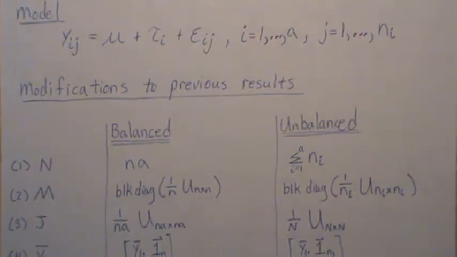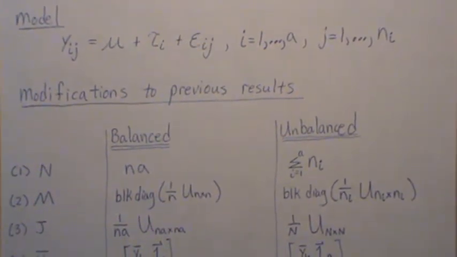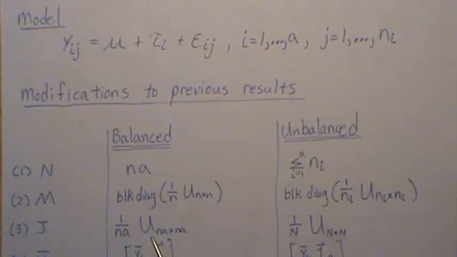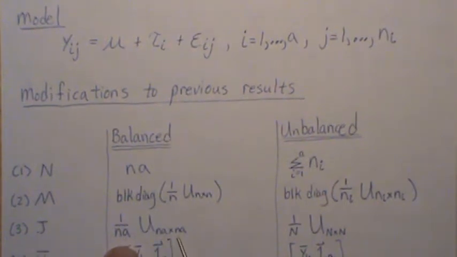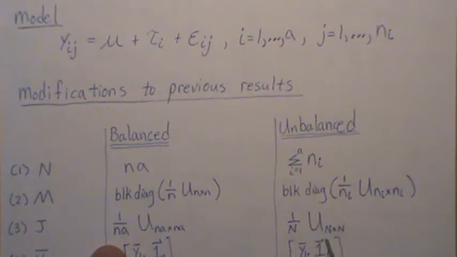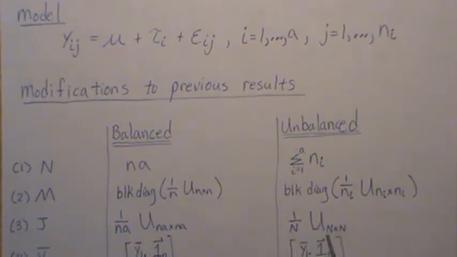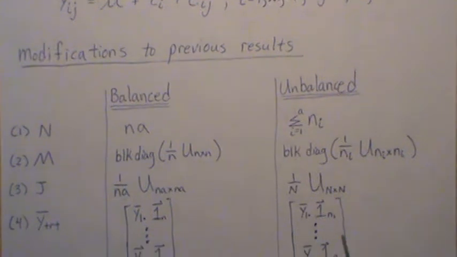J, which is the perpendicular projection matrix onto the column space of the 1 vector, is in the balanced case this. So it's an NA by NA matrix of 1s divided by NA. Here, the dimension is capital N by capital N, which is, NA is capital N in the balanced case. And so it's similar there.